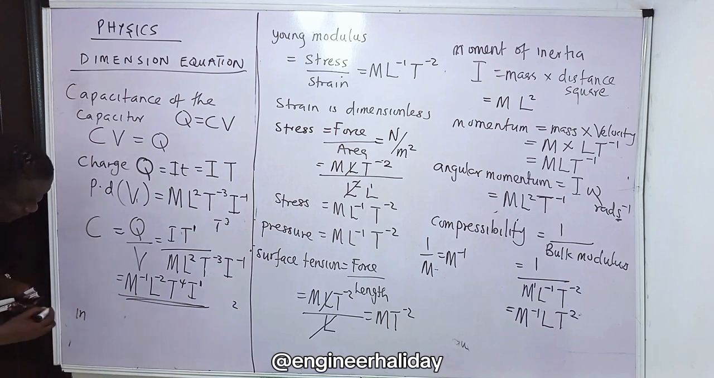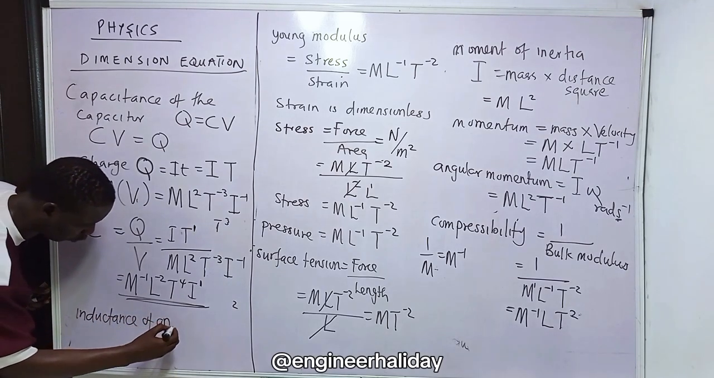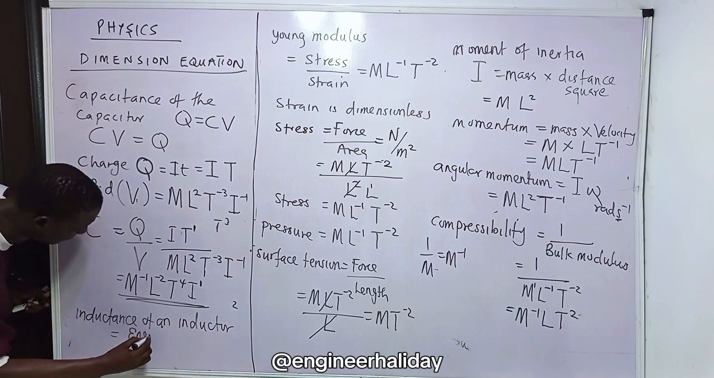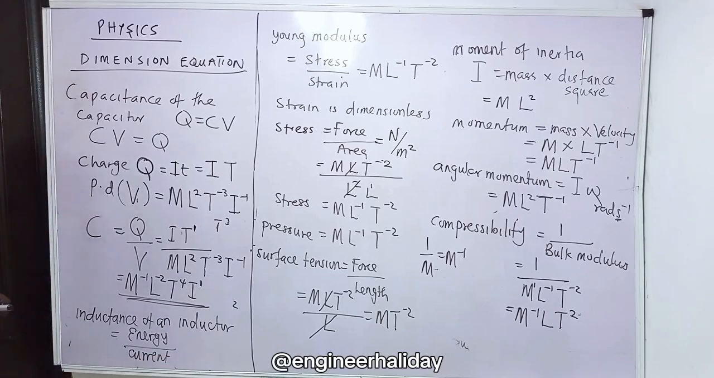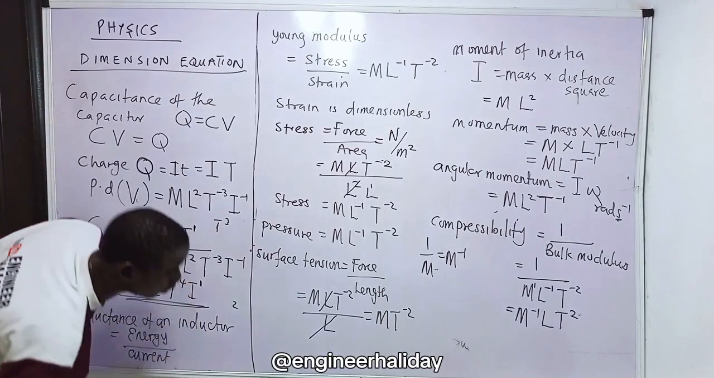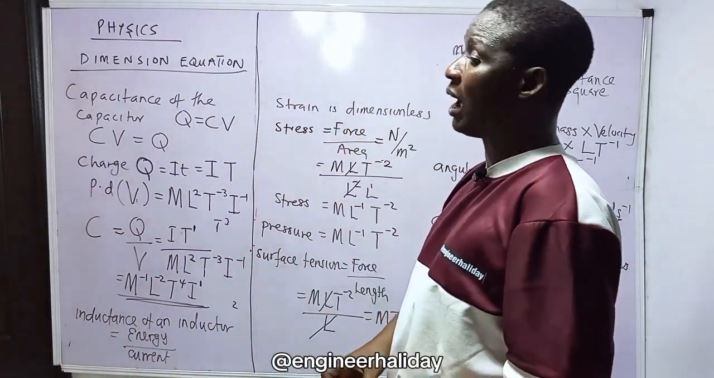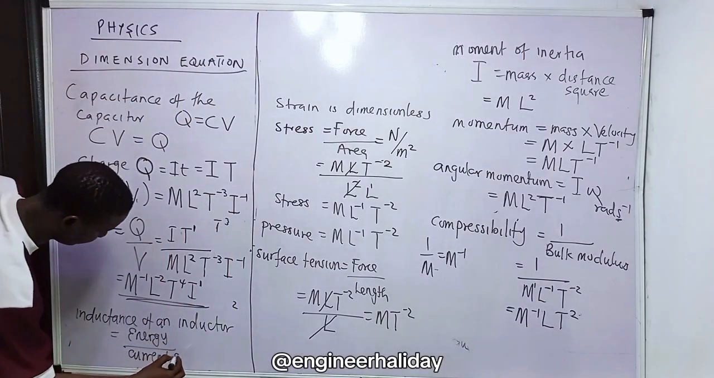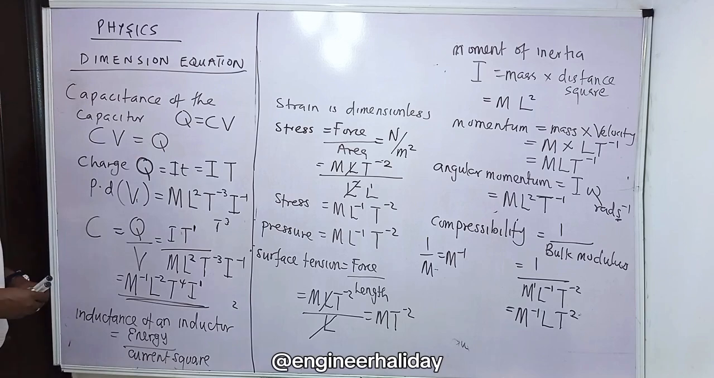Don't forget to do this one and send in your comment section: inductance of an inductor. I'll give you a hint. What is inductance of an inductor? It is energy divided by current. If I wait for 2 seconds, or let's say 3 seconds, what will be your answer for energy divided by what? Current square. It's current square. Remember, go and check this formula I gave you. That's where you are going to get that one.